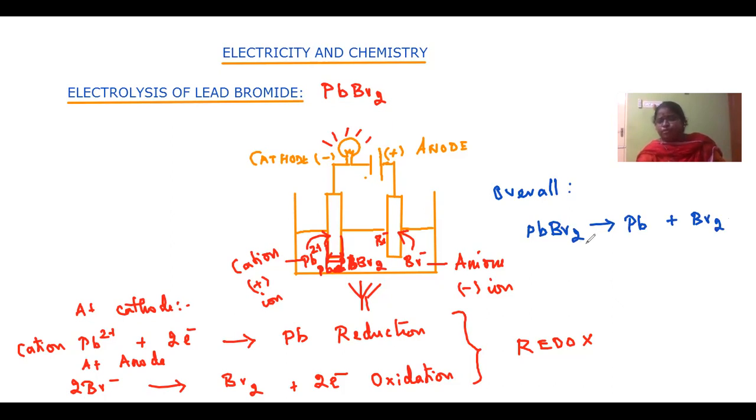PbBr2, I mean lead bromide, what is the state over here? Liquid. Because we have taken molten lead bromide, okay? If it is a solution, the state symbol will be aqueous, AQ, okay? But over here, molten lead bromide, so L. And then lead over here, what you get? Liquid metal, liquid, and bromine as a gas, yeah.